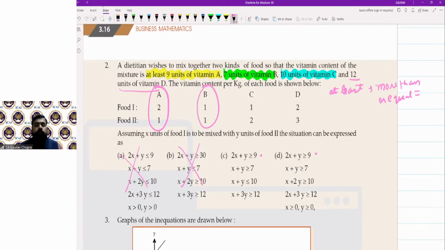For the second constraint, x plus y should be greater than equal to 7. For the third, x plus 2y should be greater than equal to 10. So option number D is correct. C will be rejected. And for the last one, 2x plus 3y greater than equal to 12 and then non-negative constraints.